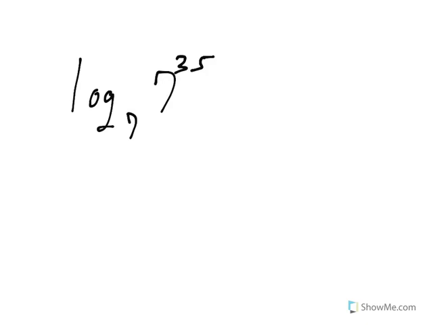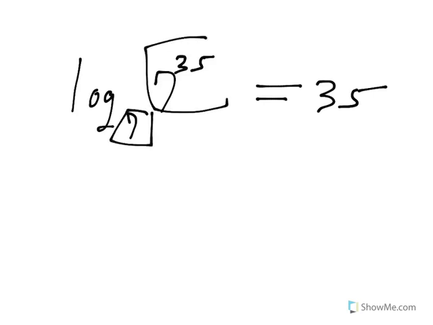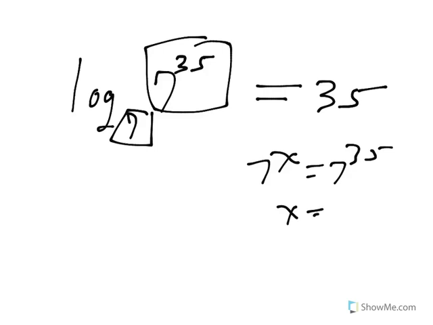This is a question I find interesting to do with no calculator. Log base 7 of 7 to the 35th power. Well, I don't want to calculate out 7 to the 35th power, and I don't need to, because the answer is going to be 35. This question is asking, to what power would I raise 7 to become this large number, 7 to the 35th power? It's like saying 7 to the what power equals 7 to the 35th, so the power has to be 35.